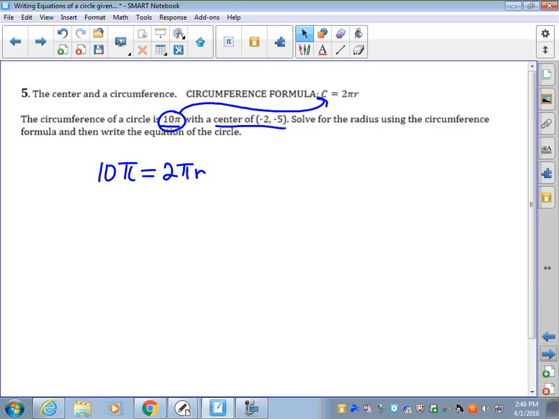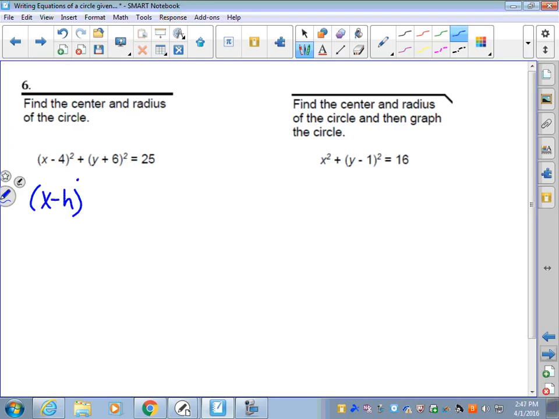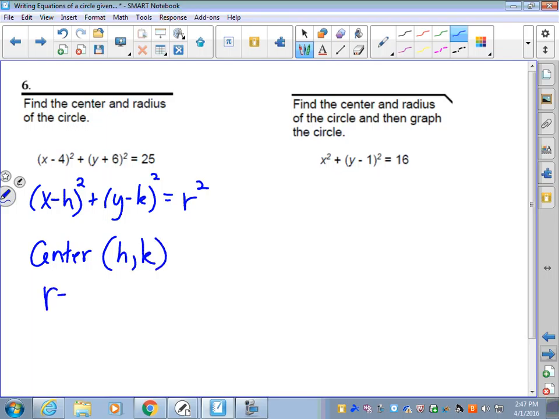And then you're going to go back to your equation of a circle. And in this section, we're trying to come up with the center. Okay, so we know that the equation is in the form of (x minus h) squared plus (y minus k) squared is equal to the radius squared. And the center is always the h and the k, and the radius is the r.